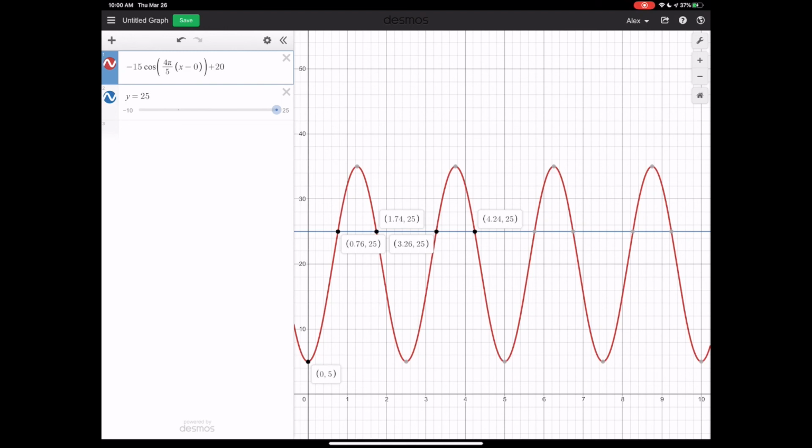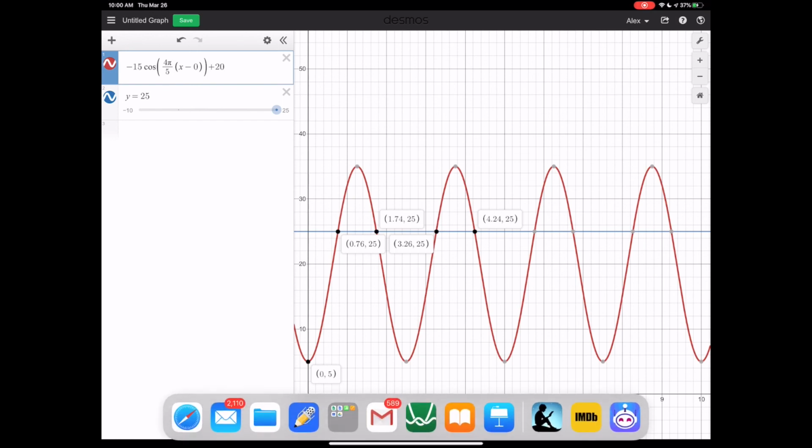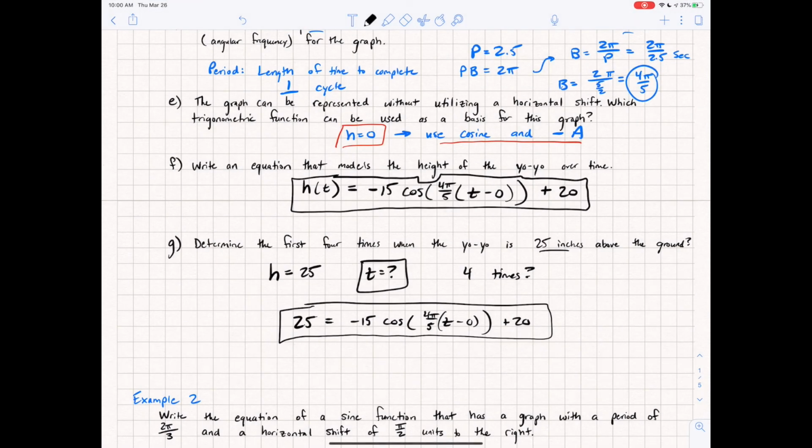Now, notice that I really only need the first 2 times. Well, no, sorry. Yeah, I really only need the first 2 times. Never mind, I will answer this question. All right, and so let's say 0.76 and 1.74. So the first two, 0.76, that's T1, and 1.74.